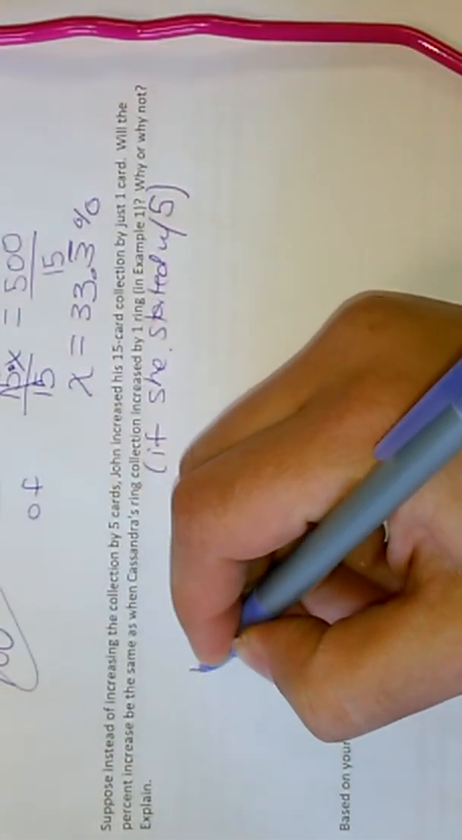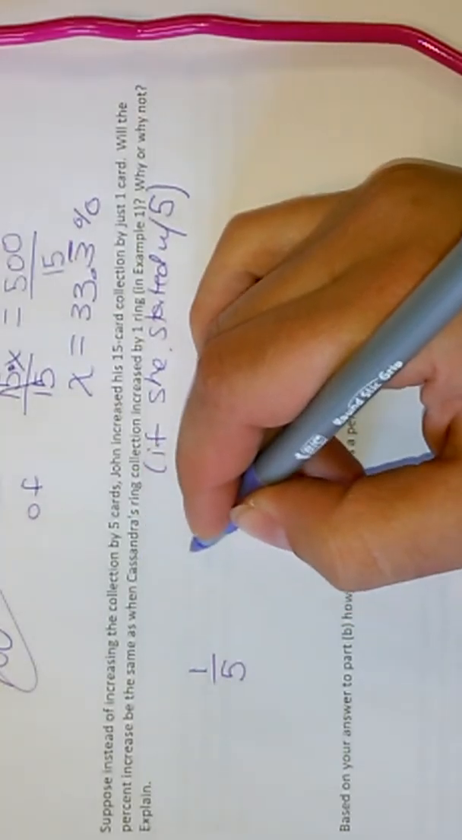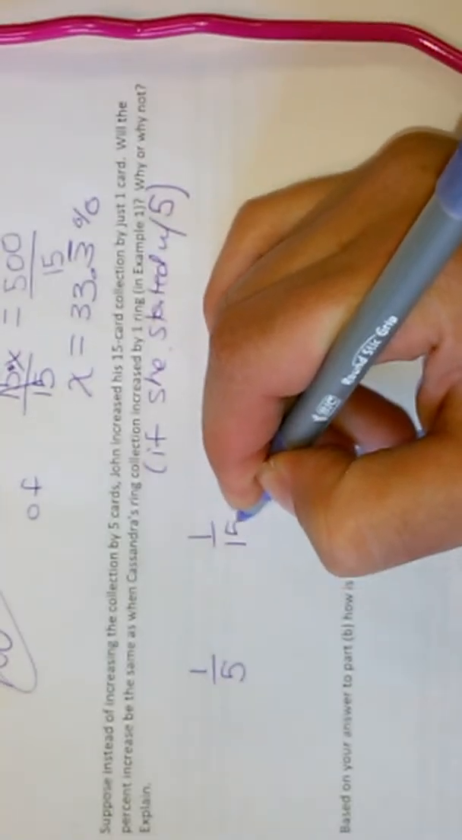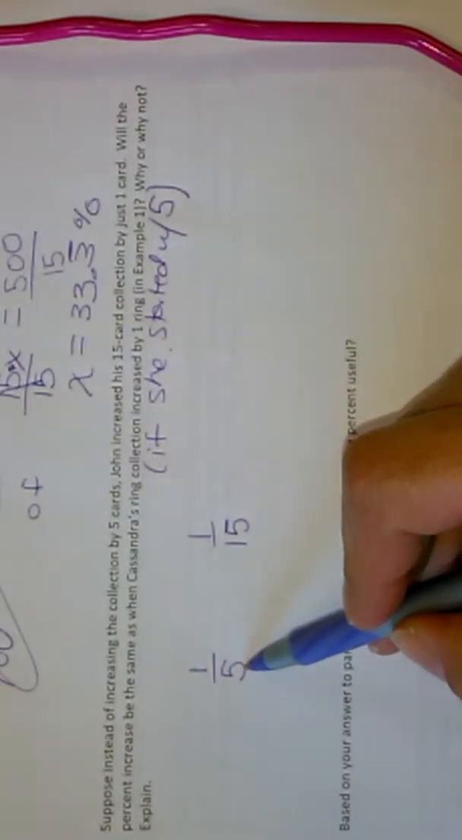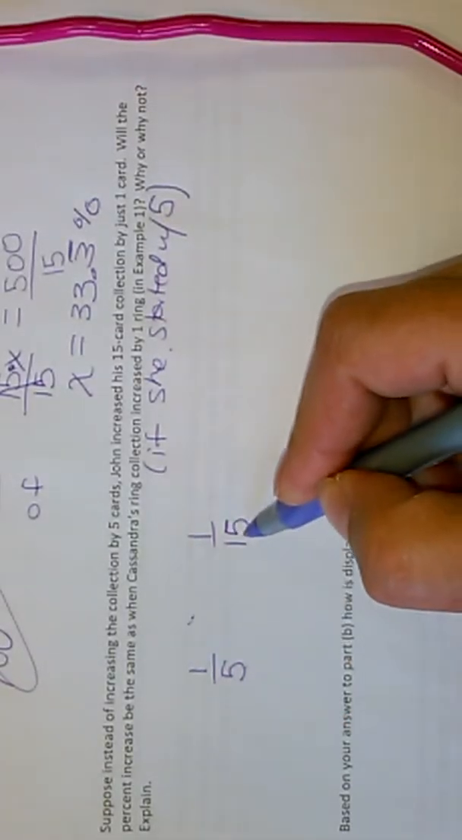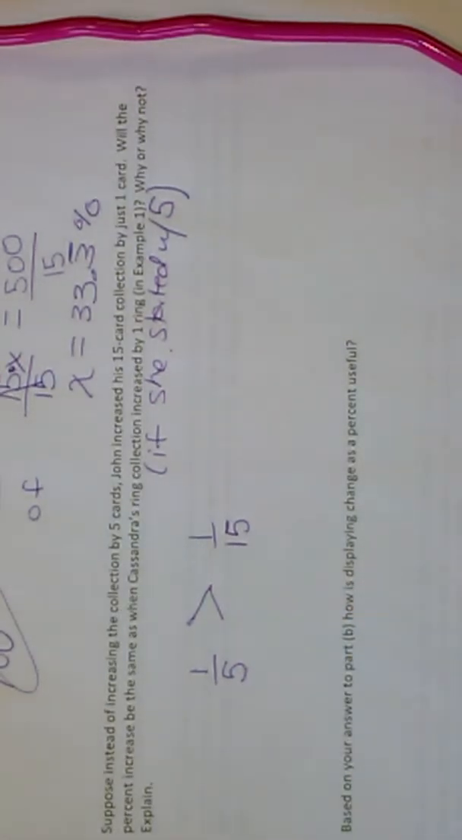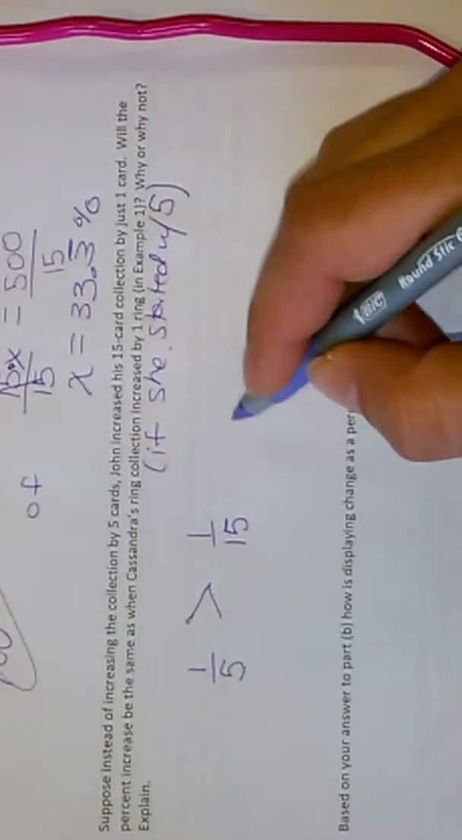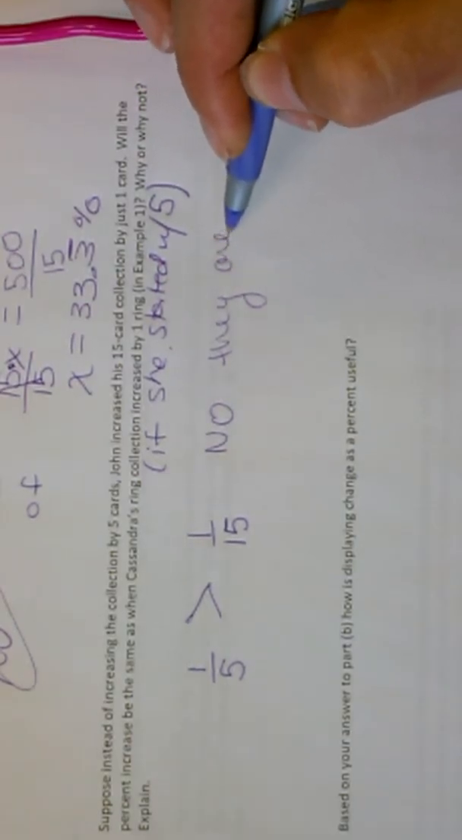So what I did is I said 1 out of 5 compared to 1 out of 15. Remember, if I'm going to a party and I only have to share pizza with 5 people, I'm getting a heck of a lot larger slice than the party that's sharing with 15. So I don't actually have to even do a percentage right now. I know this is more. So no, they are not the same amount of increase.